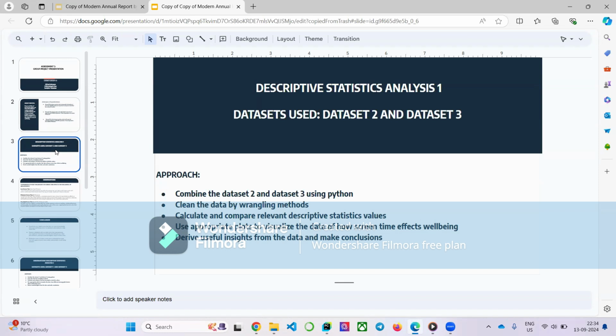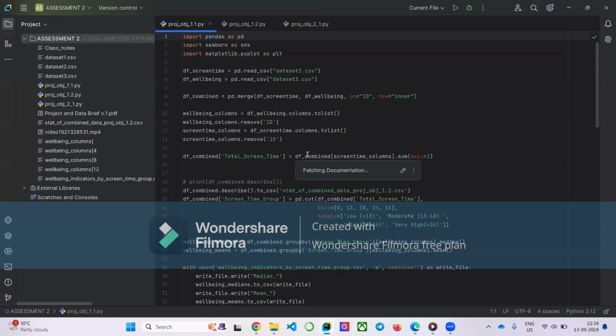and analyze the results. Jumping onto the coding part of the assessment, Pandas is mainly used for deriving outputs. The required modules are first imported, and the CSV files containing the data are then imported. They are joined using Pandas. Then the ID is removed for further analysis, followed by adding the total screen time.